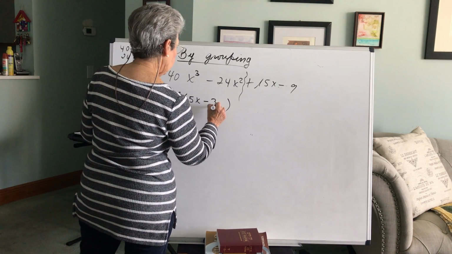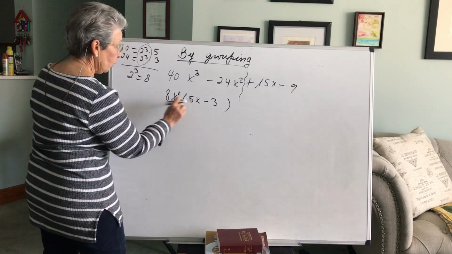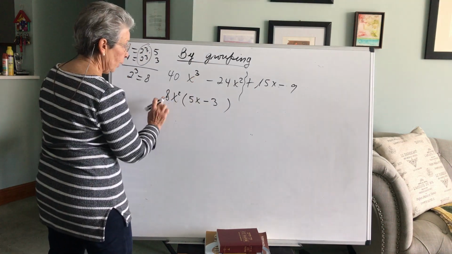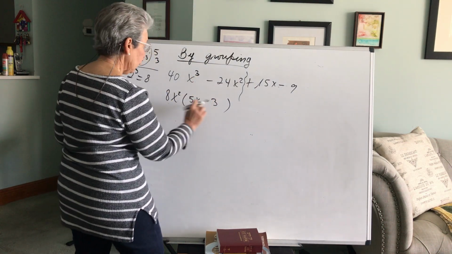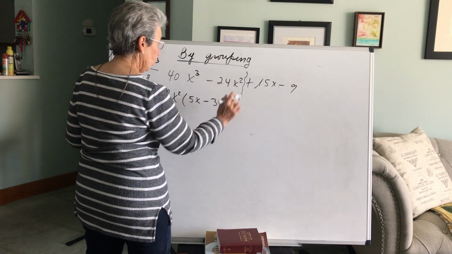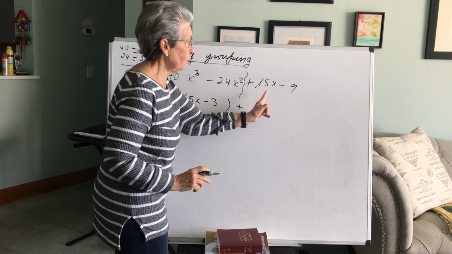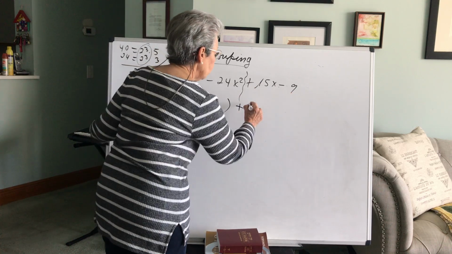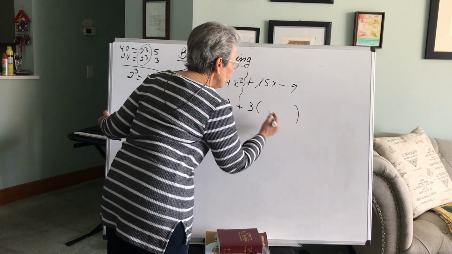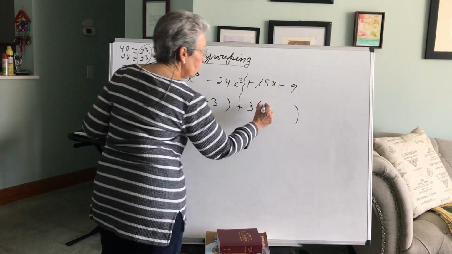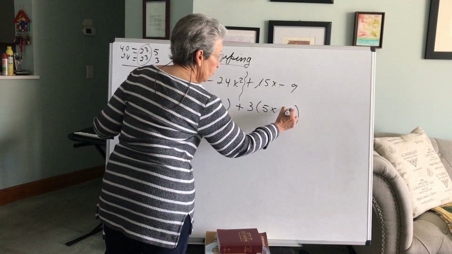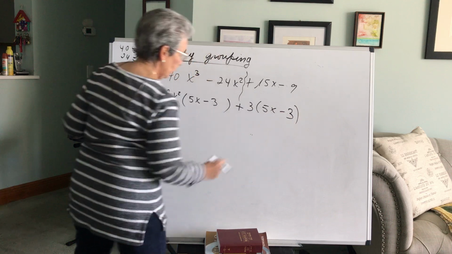minus 3. Check: 8 times 5 is 40, x to the third power. 8 positive times negative is negative, 8 times 3 is 24, x to the second. Now, here 15 is 3 times 5 and 9 is 3 times 3, so 3 is a common factor. When you divide 15 by 3, you have 5x, and 9 divided by 3 is 3.